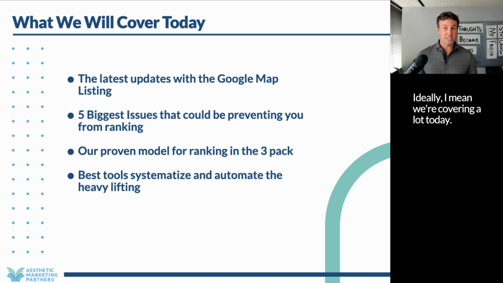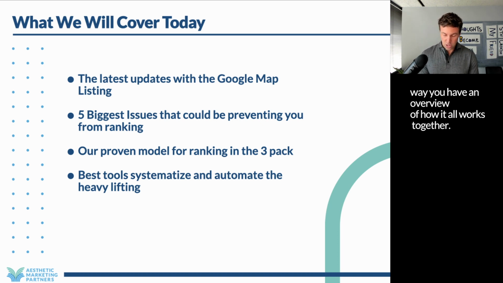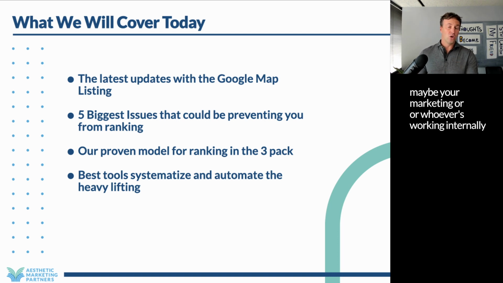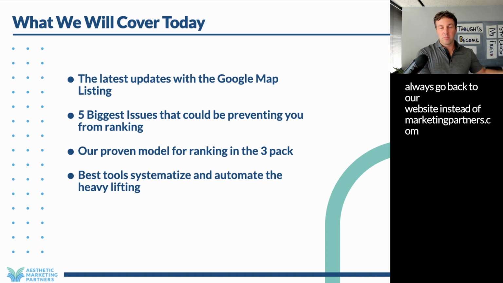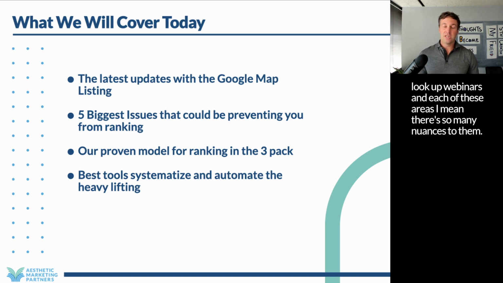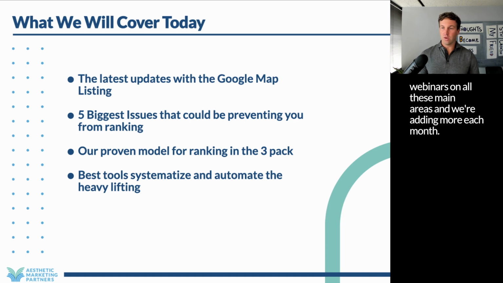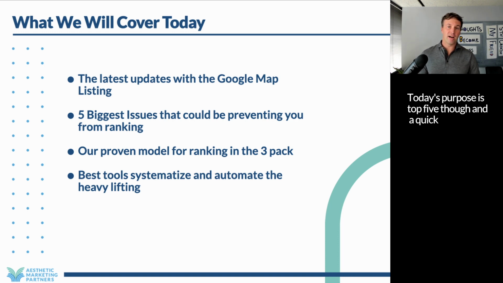Ideally, we're covering a lot today. I'm going to try to slam it all in there so that way you have an overview of how it all works together. If at some point you want to learn more about each of these, of how yourself or maybe your marketing or whoever's working internally that can handle this, what they can do for you, you can always go back to our website, aestheticmarketingpartners.com, look up webinars, and each of these areas, there's so many nuances to them. We really need to dive into each one of those, and we have webinars on all of these main areas, and we're adding more each month. Today's purpose is top 5 though, and a quick overview and what you could actually do today. And then also suggestions on the best tools to systematize and automate the heavy lifting for you.